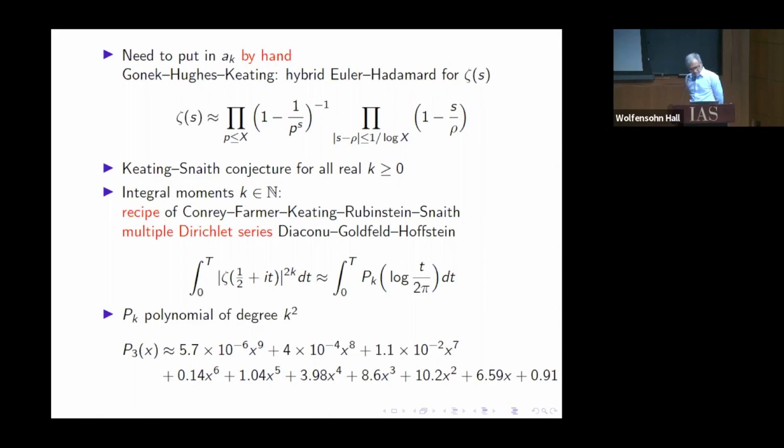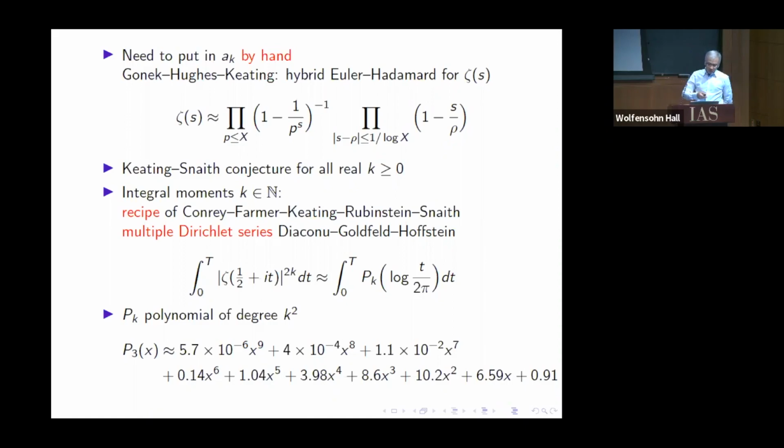But for integer values of k, there's been other advances, a recipe of Conrey, Farmer, Keating, Rubinstein, and Snaith, and a closely related method of multiple Dirichlet series developed by Diaconu, Goldfeld, and Hoffstein. You can write down much more precise asymptotic formulas. You can put in shifts as well. So you can put in k shifts, alpha 1 to alpha k, and k other shifts, half minus beta 1 minus it to half minus beta k minus it.